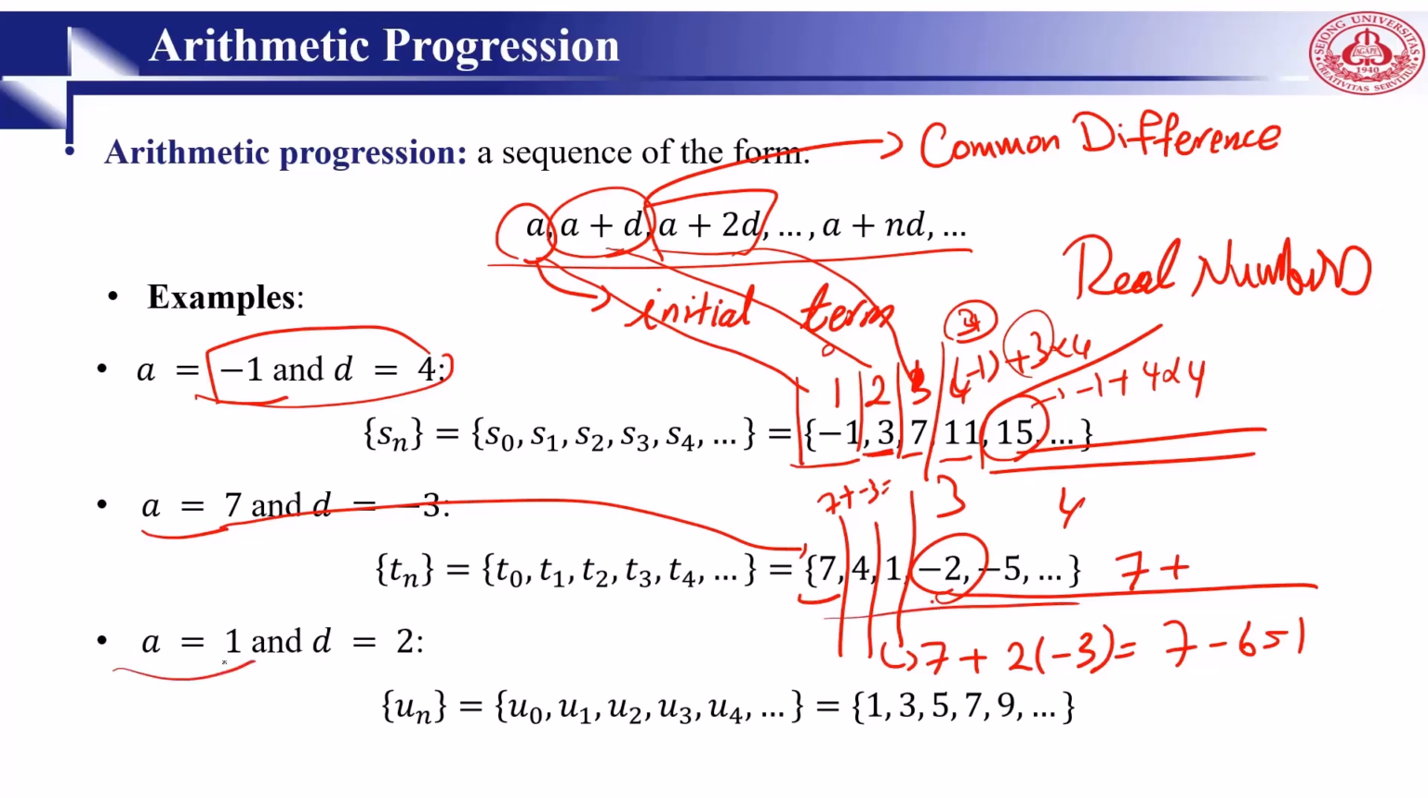In here, we have a equals 1 and d equals 2. The first term will be 1. The second term will be a plus d, 1 plus 2, which is 3. The third one will be a plus 2d, 1 plus 4, which is 5. And in this way, we continue for the rest.